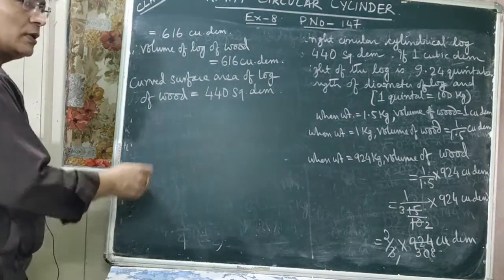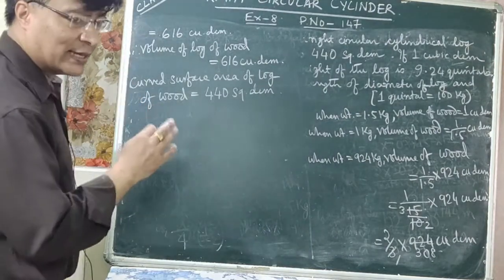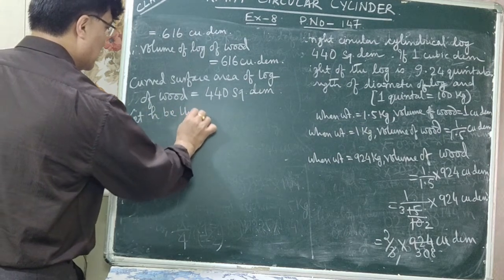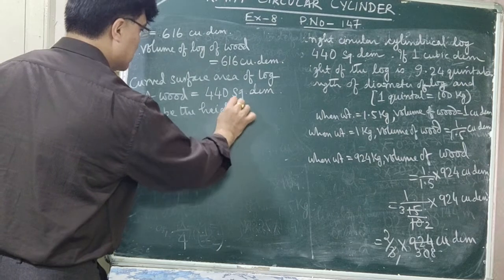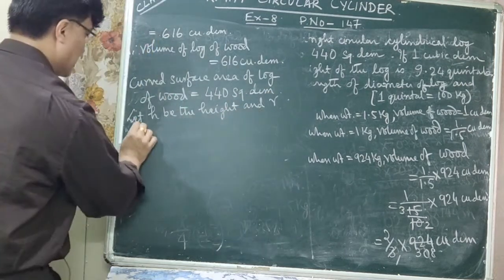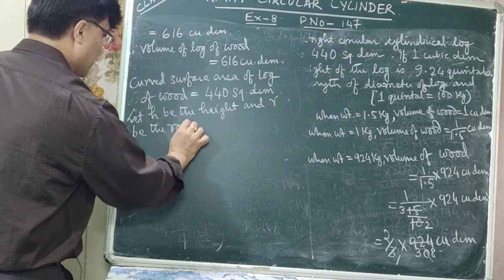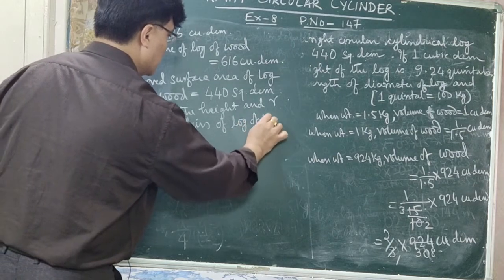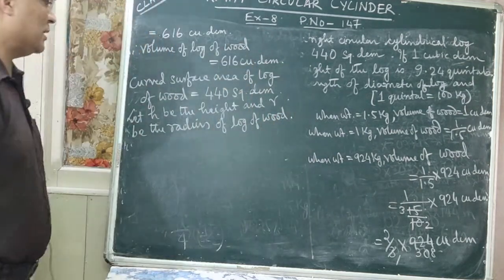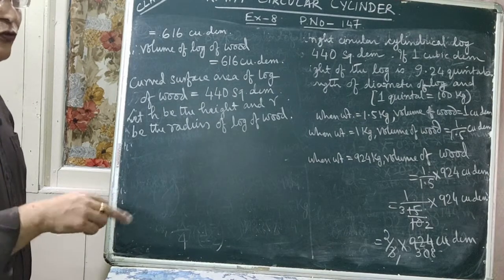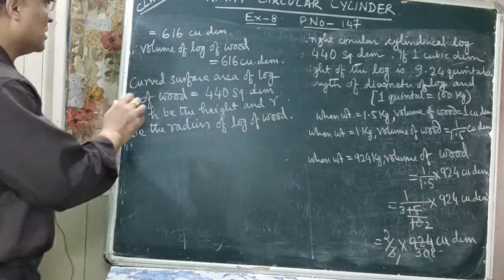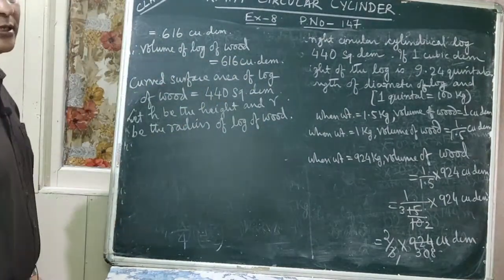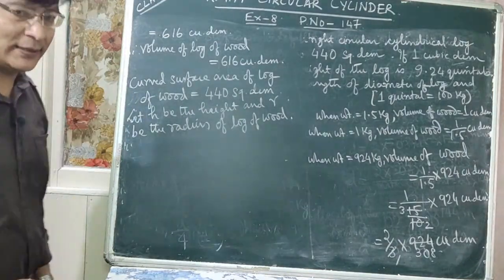Okay. So now let us assume the height and the radius of the log of wood. Let h be the height and r be the radius of log of wood. Okay. Now since we know the volume of the log of wood is 616 cubic decimeter and the curved surface area is 440 square decimeter, let us write down their formulae, right?